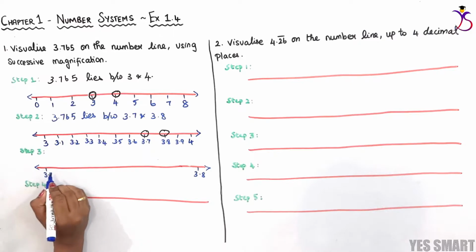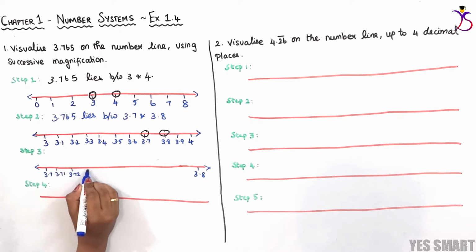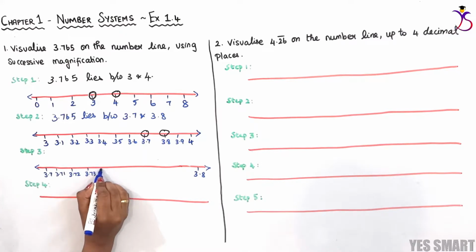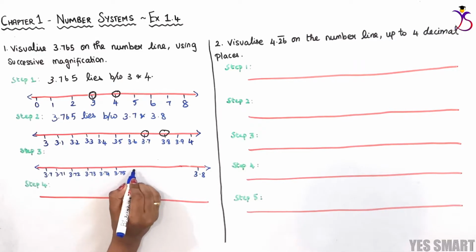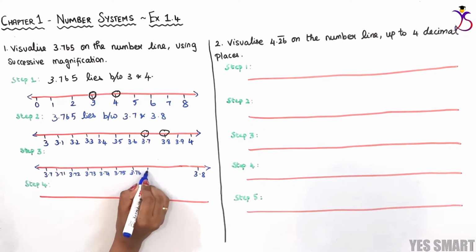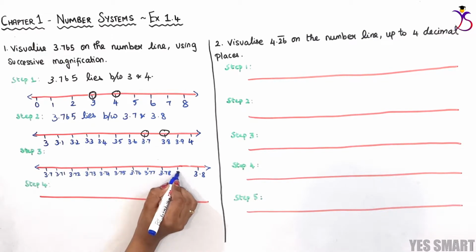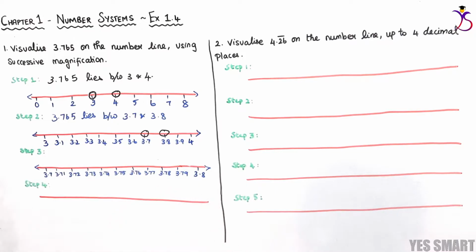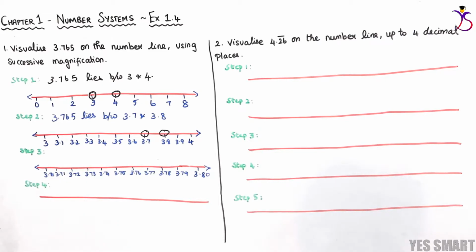After 3.7, it is 3.71, 3.72, 3.73, 3.74, 3.75, 3.76, 3.77, 3.78, 3.79, then 3.8, that is 3.80. Even this starts as 3.70. There is no point in writing zeros after decimal places as it doesn't hold any value.